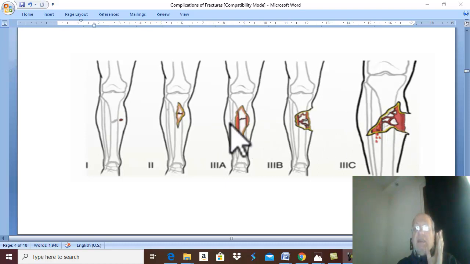This is the features of grade 3. Grade 3A, soft tissue coverage is possible. B, we need reconstructive surgery for the soft tissue. And C, there is also vascular injury. We need soft tissue reconstruction and the vascular reconstruction.